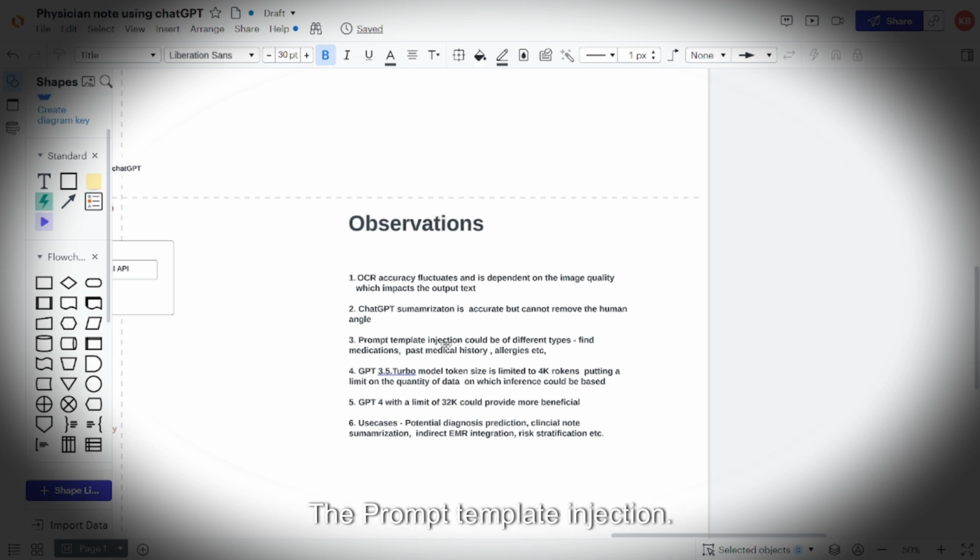So prompt template injection could be of different types. For example, instead of just looking at the physician note and asking for potential diagnosis, we could ask it to find medications or output the past medical history from it, or allergies, or even the risk stratification levels that ChatGPT thinks based on the clinical note.